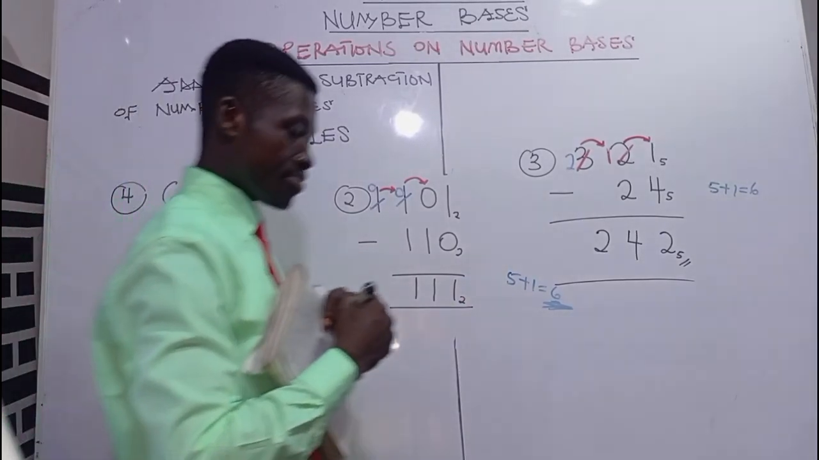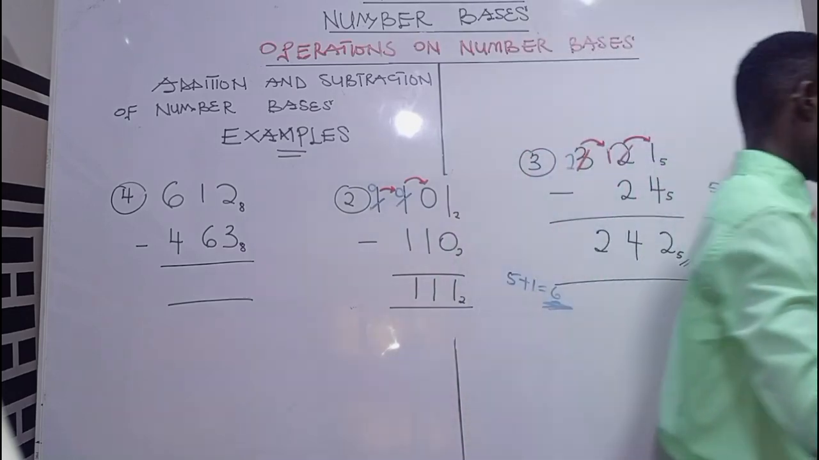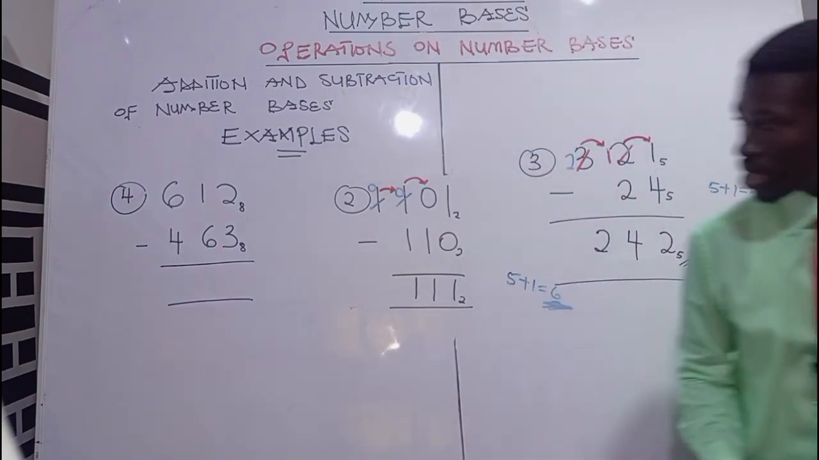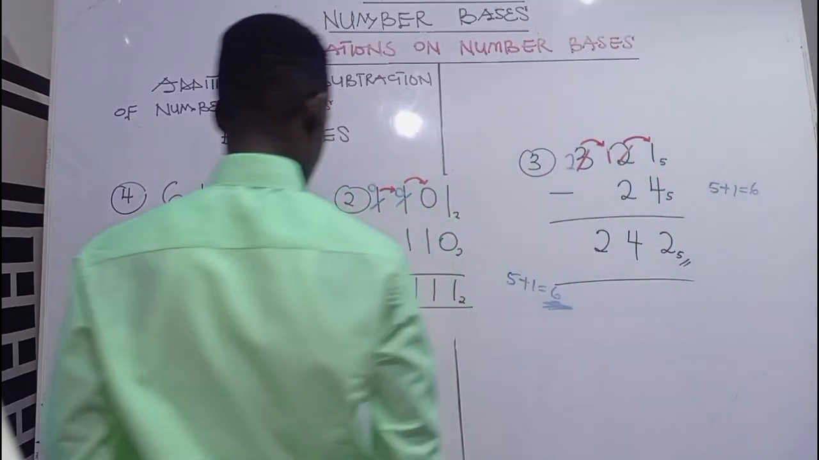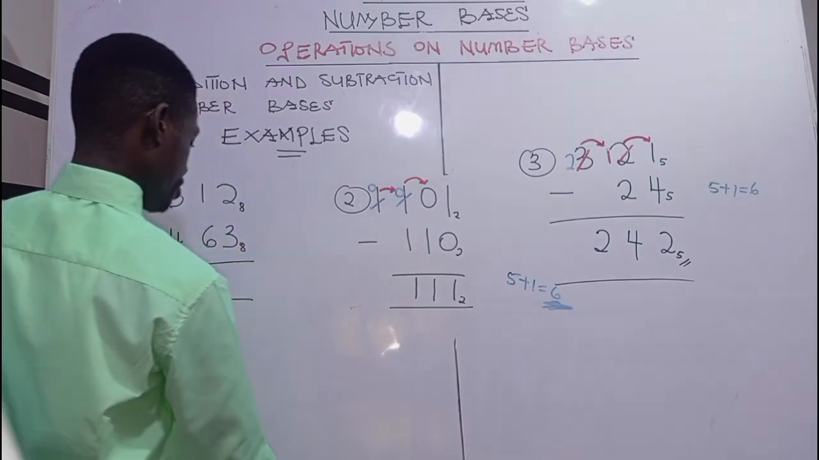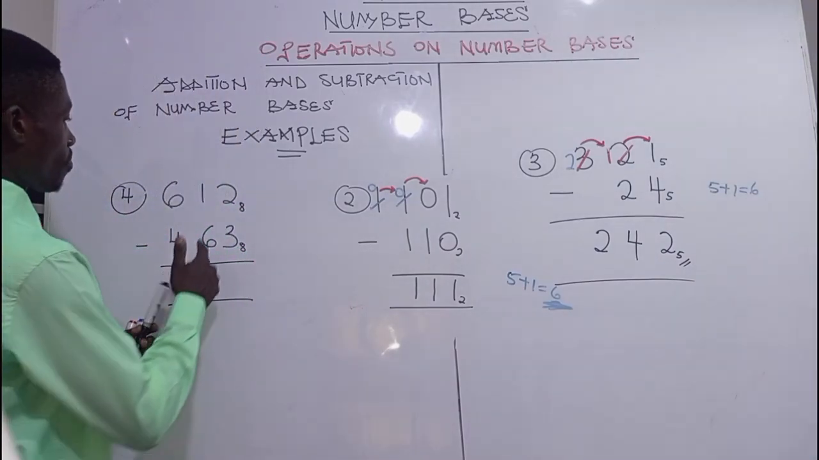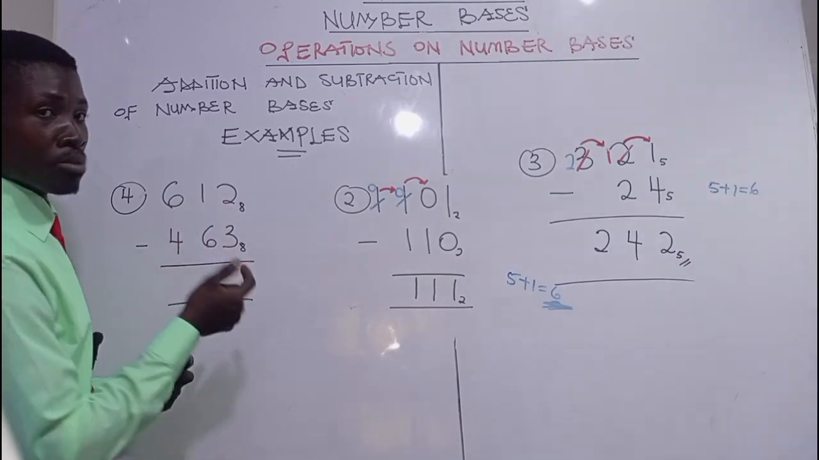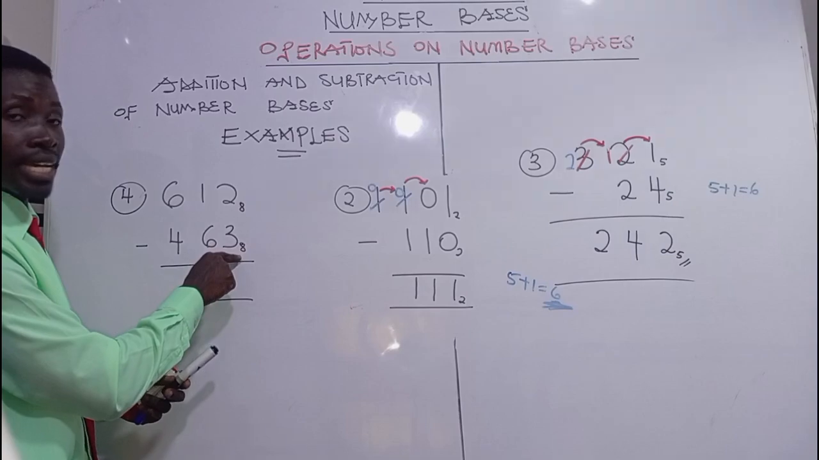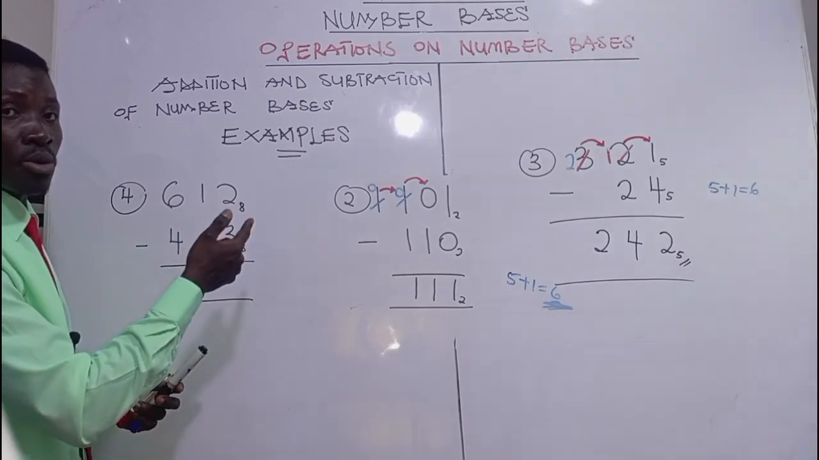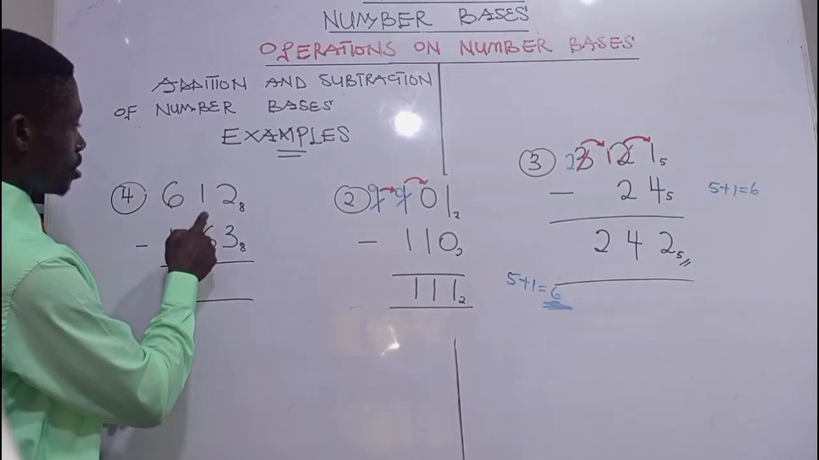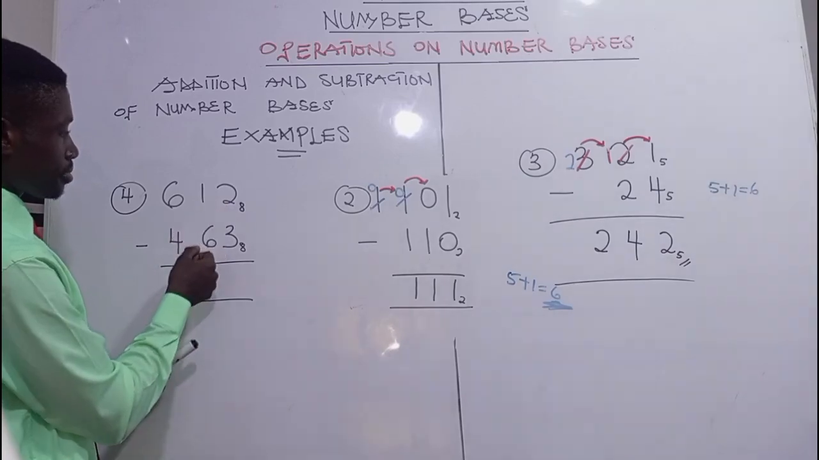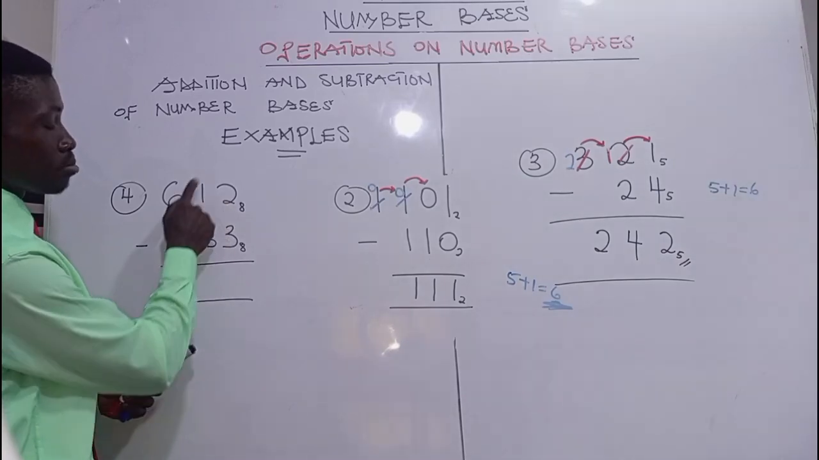So try your hands on this very quick one. Very, very quick one. So let's solve it together. 2 minus 3 will give us, it is not possible. But remember, we are working in base 8. So the highest digit should be what? 7. Good. So since we can't subtract 3 from 2, we have to borrow.